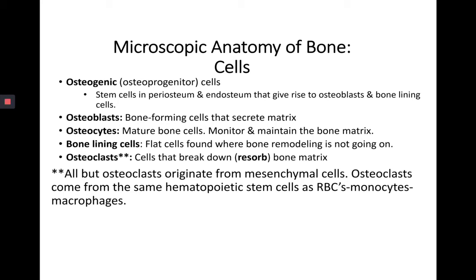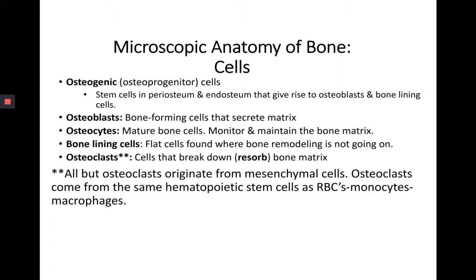Okay, in this part of the Chapter 6 PowerPoint, we're going to look at the microscopy of bone. We'll start with the cells. So we have osteogenic, osteoblasts, and osteocytes. There's also the bone lining cells. Then we'll also take a look at osteoclasts, but the osteoclasts do not come from the same mesenchymal cells as that of the osteogenic through bone lining cells, but we'll mention all of them.